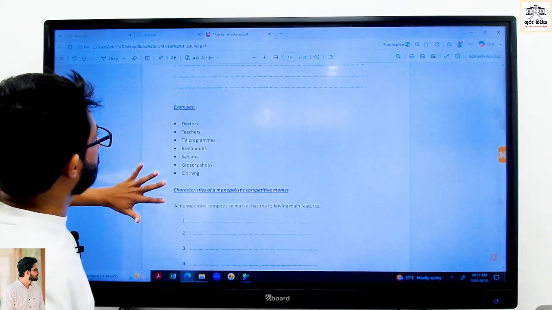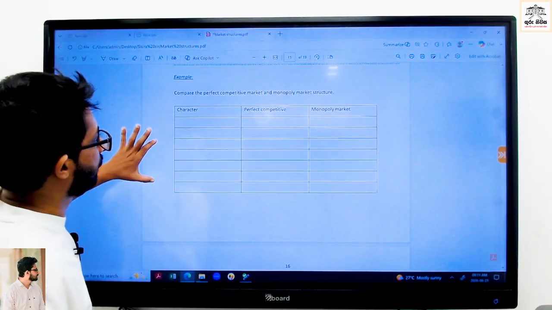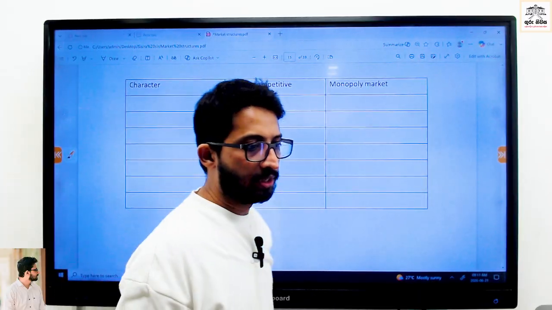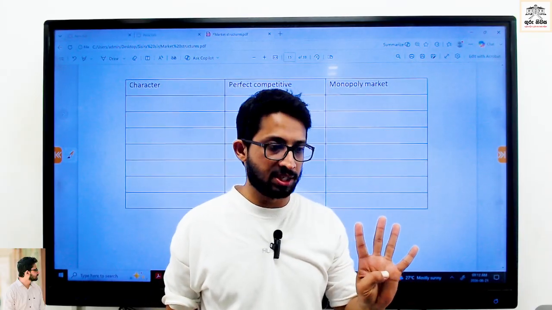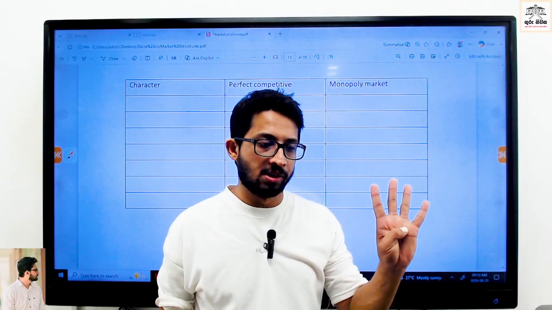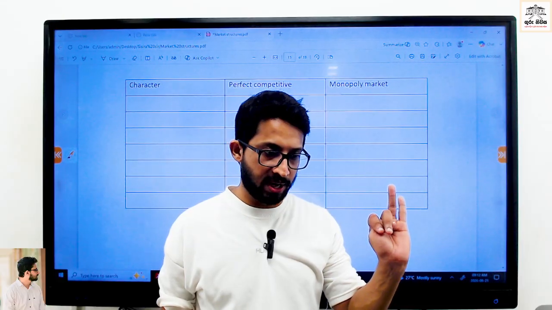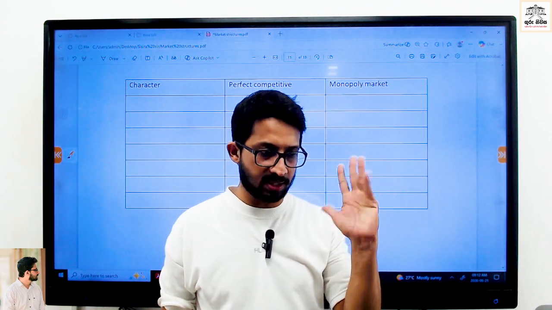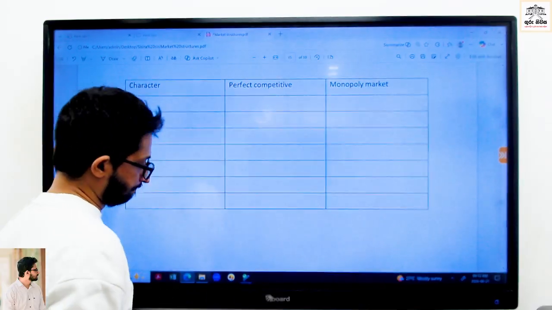Then, I want you to compare monopoly market structure and perfectly competitive market structure. When you compare, start from the basic four main dimensions: number of sellers, nature of the product, barriers to entry and exit, and information. Use these four first, then you can jump into other characteristics. Shall we?